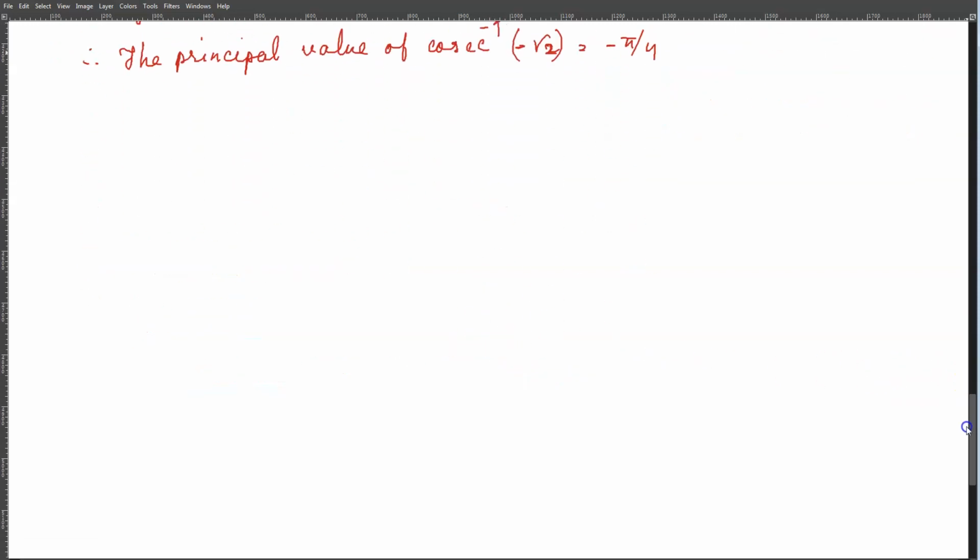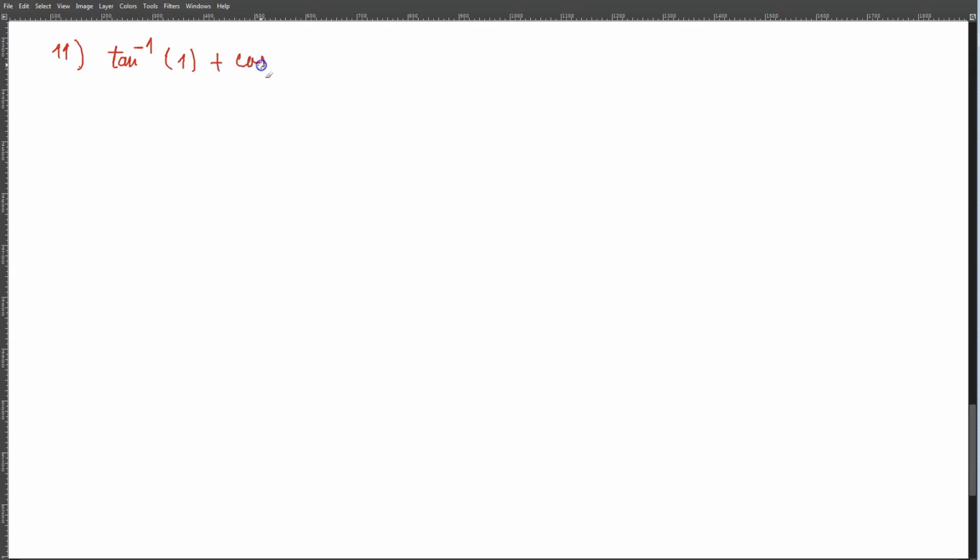Okay, that was question number 10. Question number 11, find the values of the following. Question number 11 is tan inverse of 1 plus cos inverse of negative 1/2 plus sine inverse of negative 1/2, right? But let's calculate them one by one.